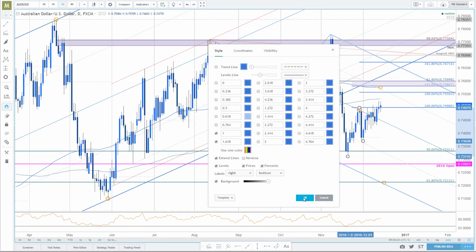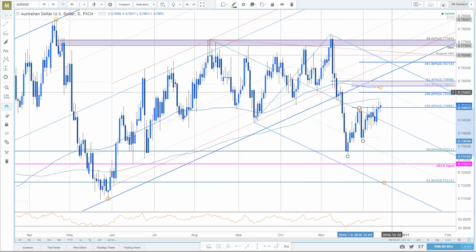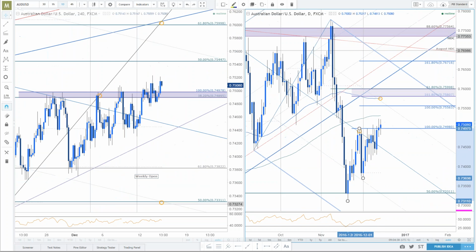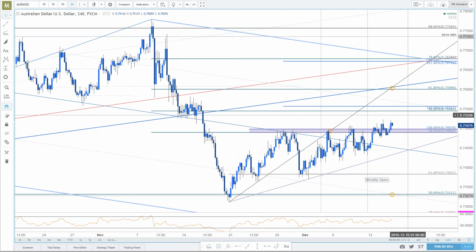I don't want to stack up too many levels here, but I do want to keep an eye on this 100% extension. Two equal legs off the low, taking into account the larger swing here as opposed to this first leg up, gives you 75.56. Another reason why that Aussie level might be pretty big. It's right here.